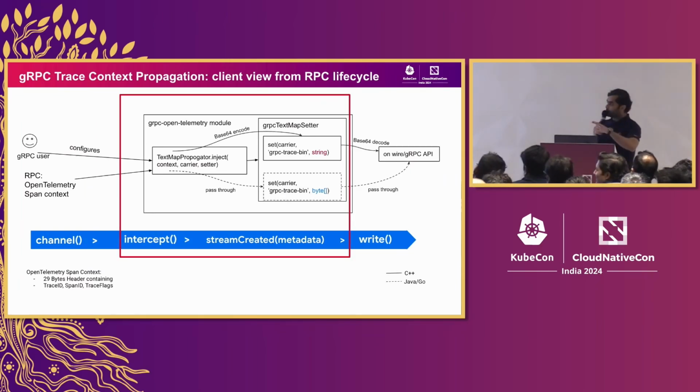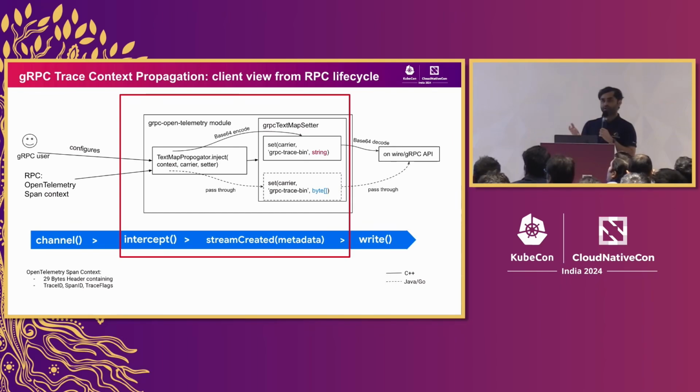Now, these are the implementation details of the OpenTelemetry plugin. Once you have instrumented your code and your RPC is running, the OpenTelemetry plugin code executes at the interceptor level. From the client's perspective, when your application logic has finished and your RPC is just about to go, this plugin will intercept that, and it injects the OpenTelemetry span context into the header, which is basically the metadata header.